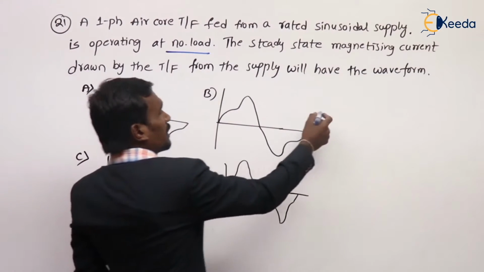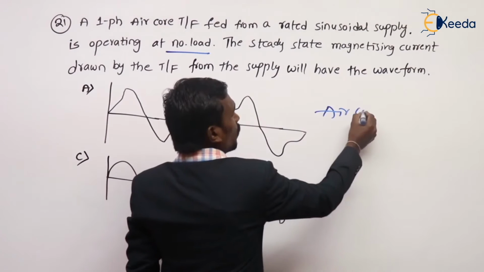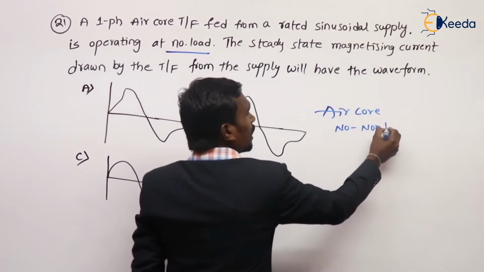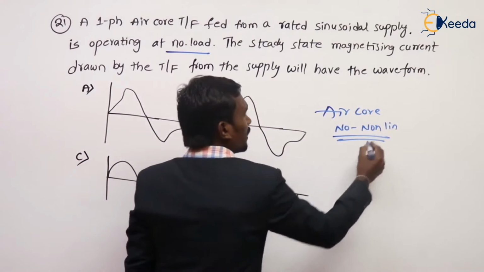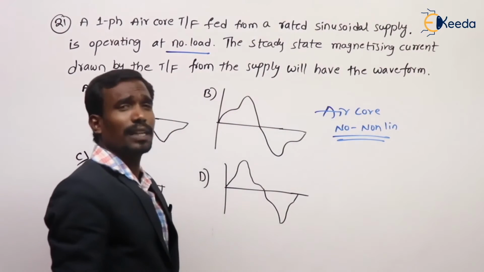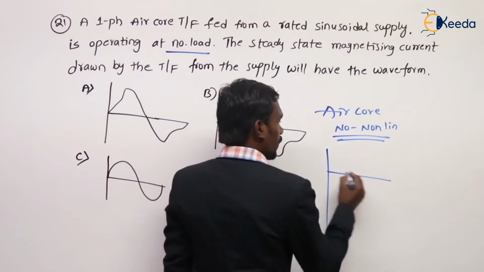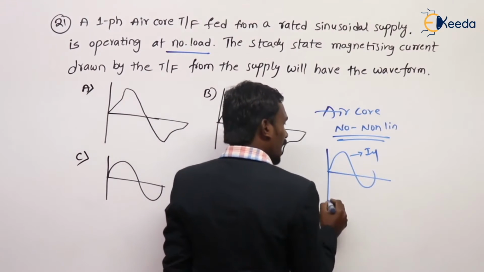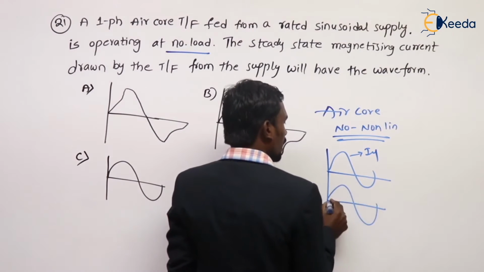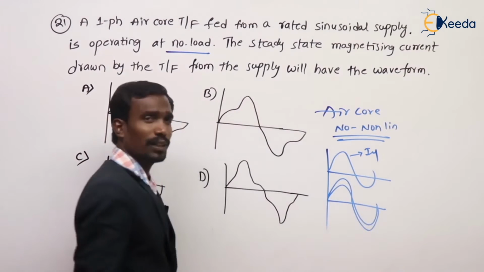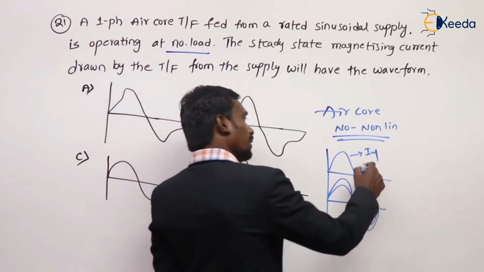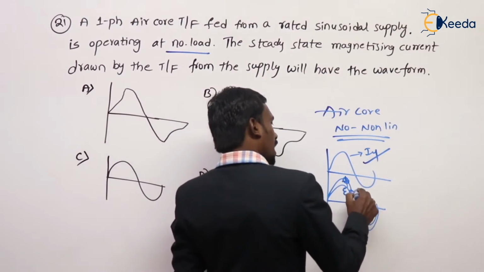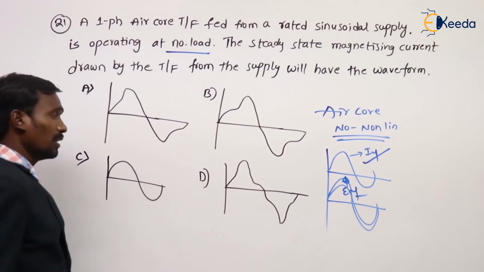This is an air core transformer. There is no non-linearity. For an air core transformer, the magnetizing current is sinusoidal, the flux is also sinusoidal, and the EMF is also sinusoidal.